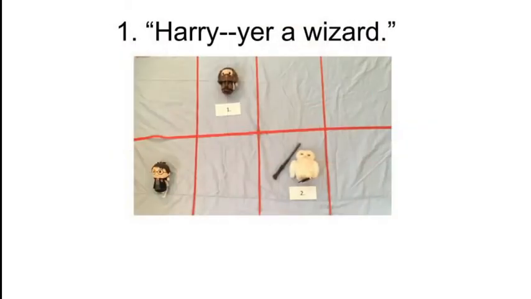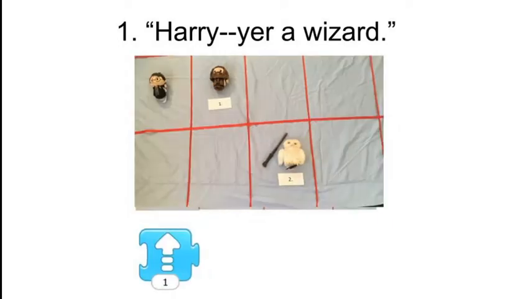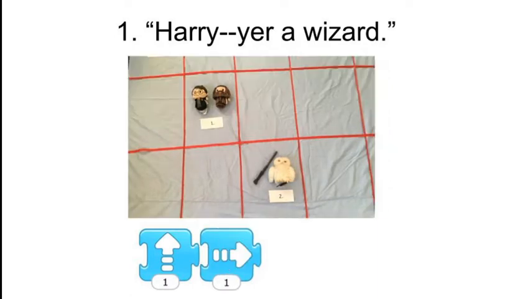At the beginning of the story, Harry didn't know he was a wizard. He didn't know until he met Hagrid. So, we have to move Harry to scene 1 to where Hagrid is. How do we get there? Let's move him up 1. There we go. And then we go to the right 1. And there he is, with Hagrid. Wonderful. Now Hagrid can tell him, "Harry, you're a wizard."